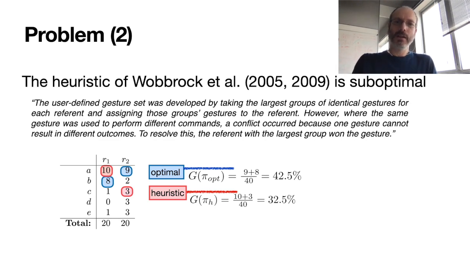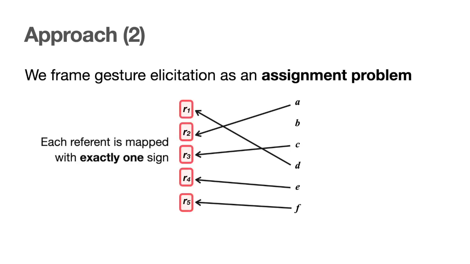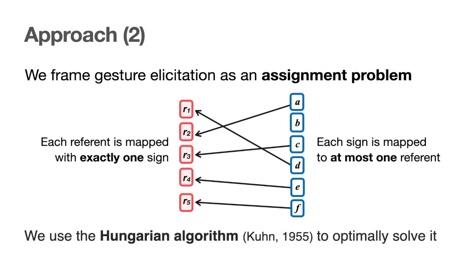We frame gestural elicitation as a combinatorial assignment problem. In the most common instance of the problem, each referent is mapped with exactly 1 sign, and each sign is mapped to at most 1 referent. For this case, we show how to use the Hungarian algorithm to maximize guessability.